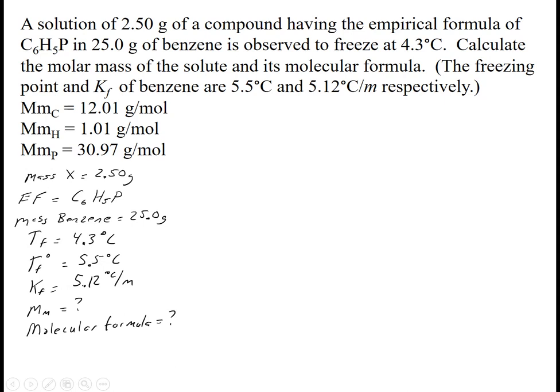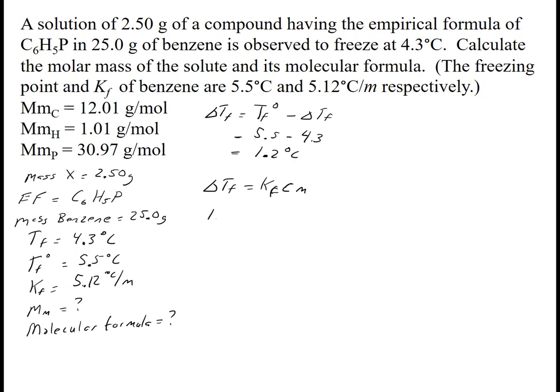Okay. So I need to start by finding my delta Tf. My delta Tf is the Tf of the pure minus the Tf of the solution. So it's the 5.5 minus the 4.3 to give me 1.2 degrees C. Since this is a freezing point problem, delta Tf is Kf times Cm.